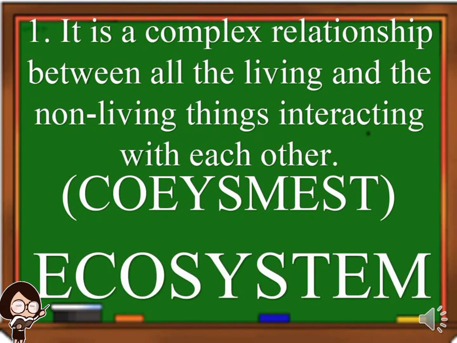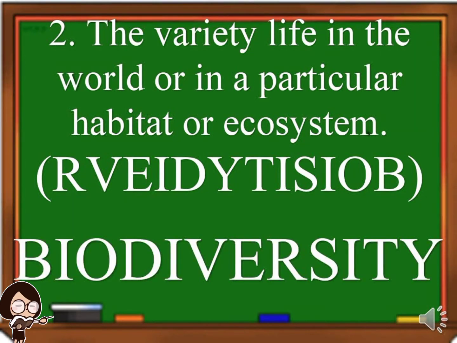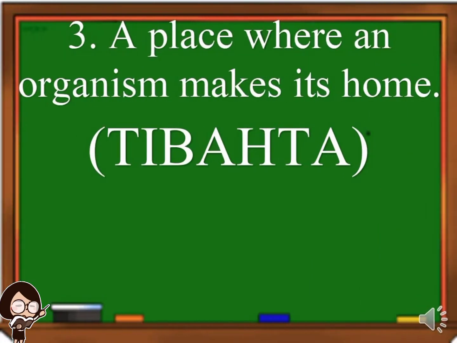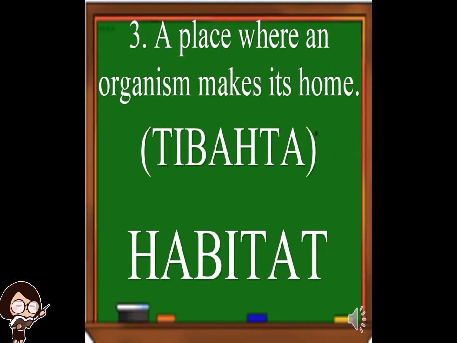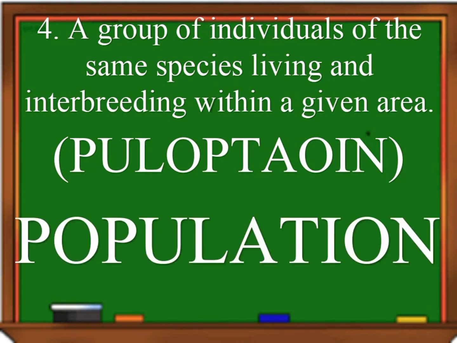The answer is ecosystem. Number 2. The variety of life in the world or in a particular habitat or ecosystem. The answer is biodiversity. 3. A place where an organism makes its home. The answer is habitat. Number 4, a group of individuals of the same species living and interbreeding within a given area. The answer is population.